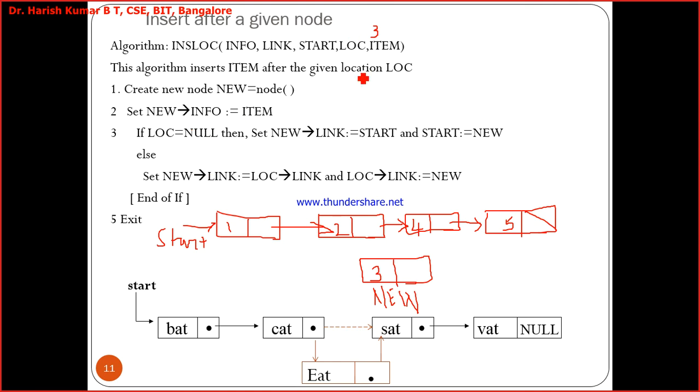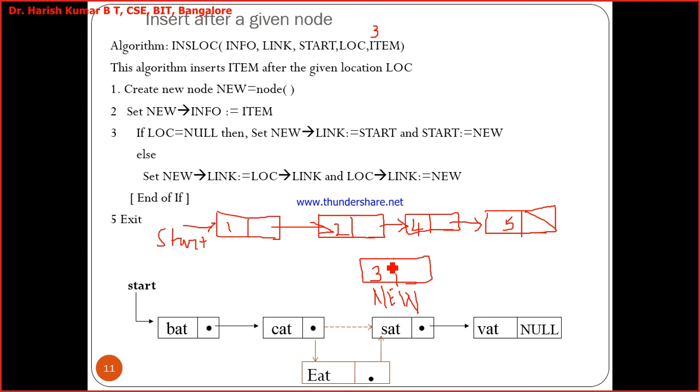After doing this, I'm checking location, which is 2 right now. Location is pointing to this. Say location is a pointer, and I'm checking if location is equal to null. If the already existing list is null, assume there is no list itself. Then set new arrow link is equal to start, and start is equal to new. That means this itself is the first node.